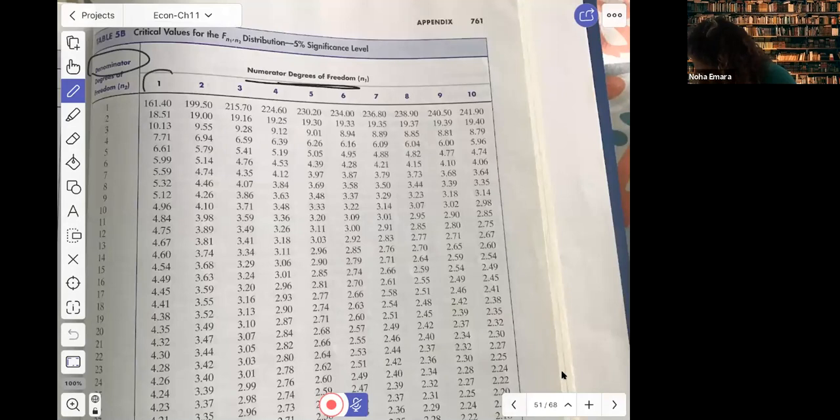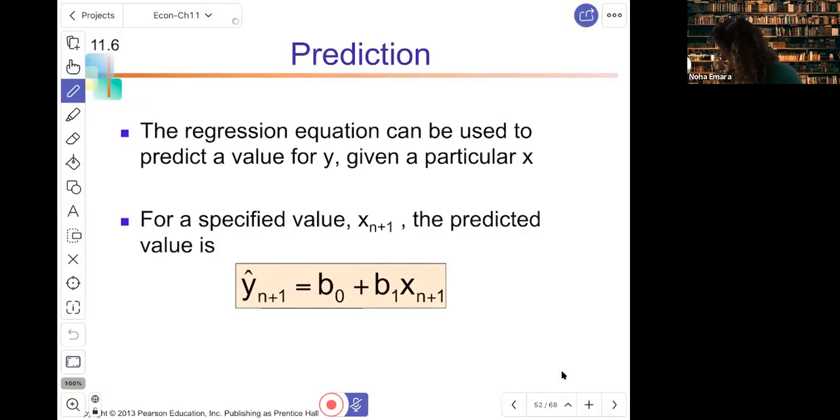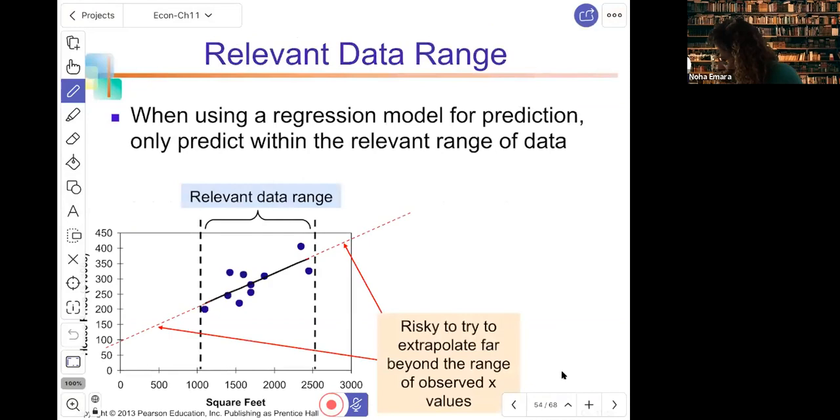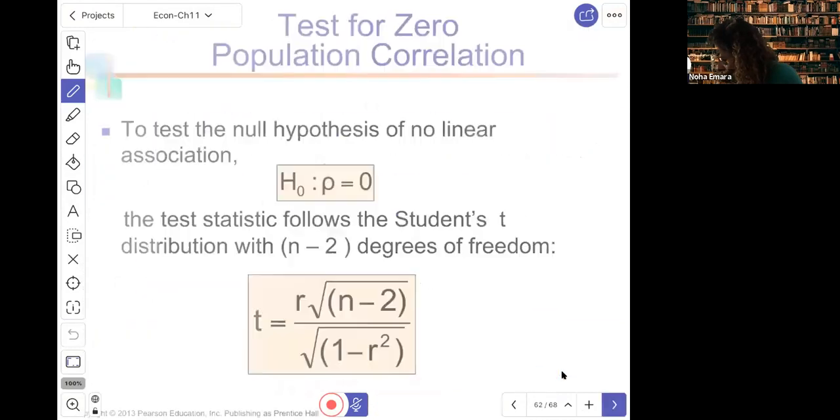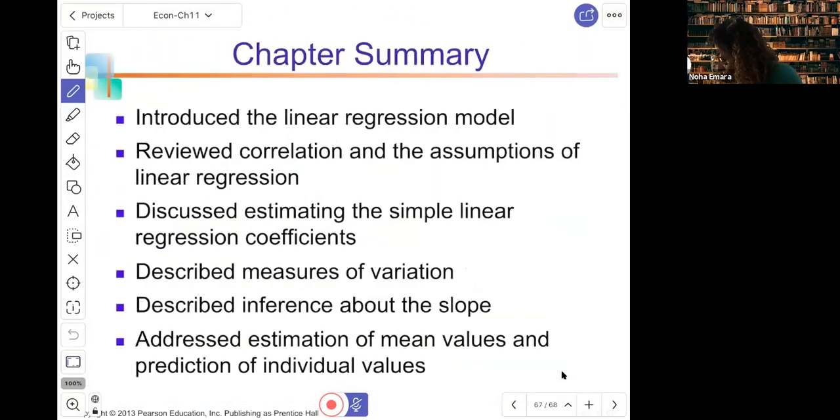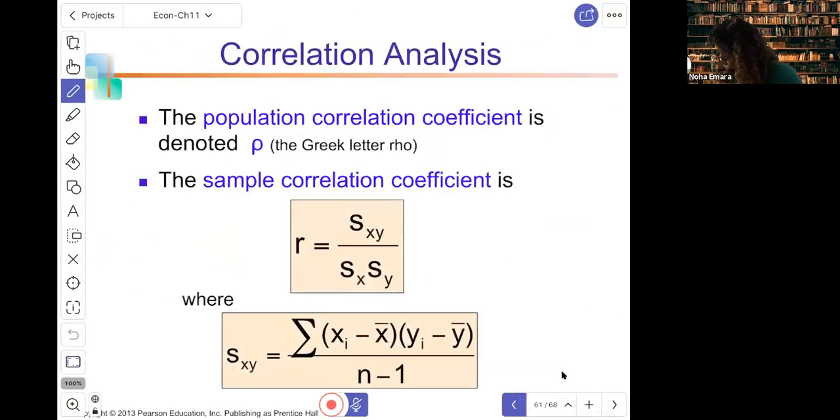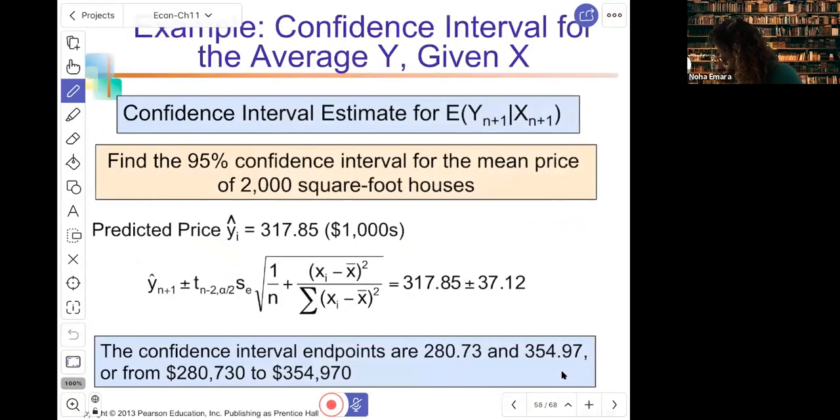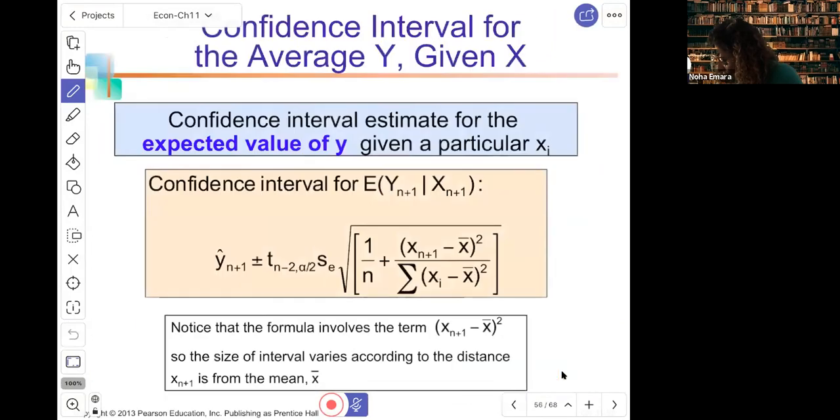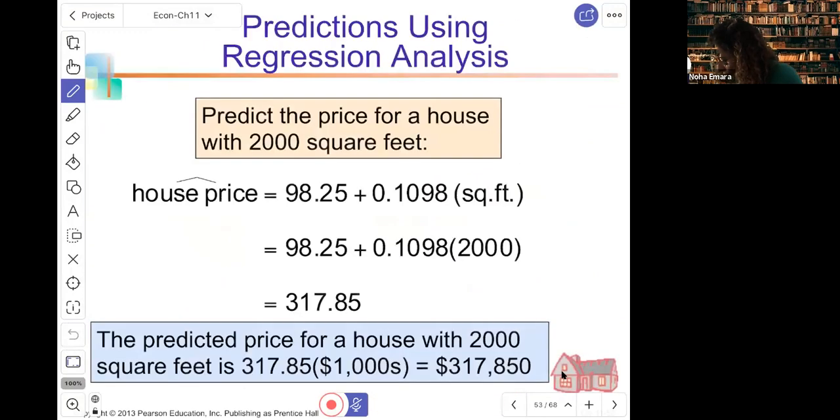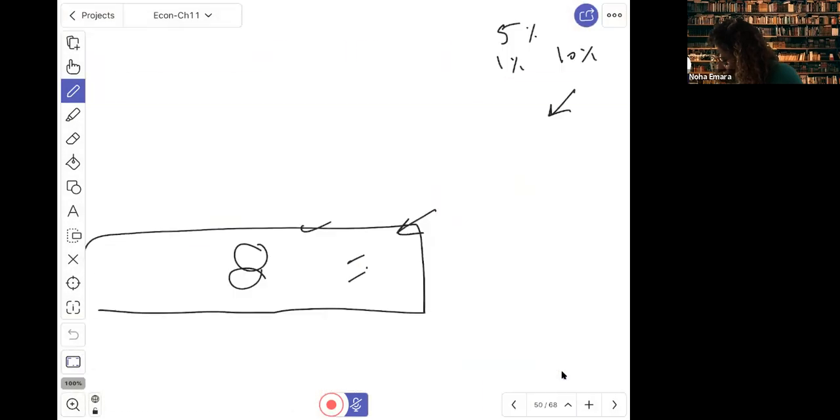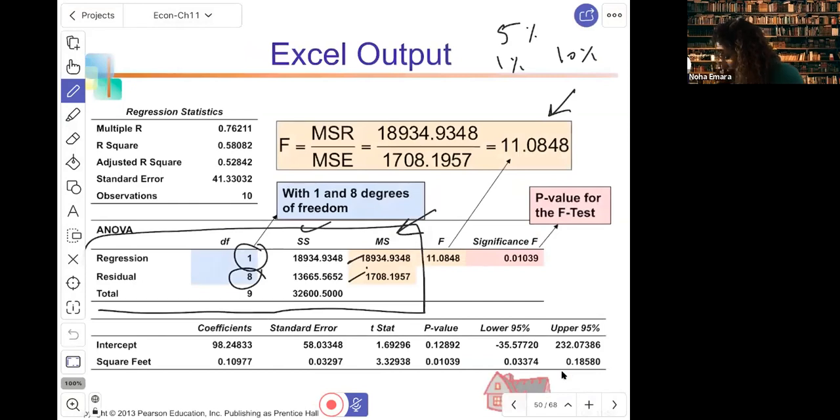So 1 and 8. And actually the number is 532. So when you go here, I think when I took the picture, I think I lost the, where is it? I can't find it. Anyway, let me explain it here. I can't find it, so I'm going to explain it.